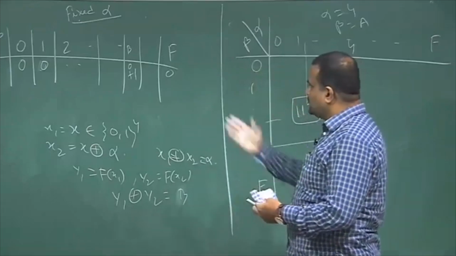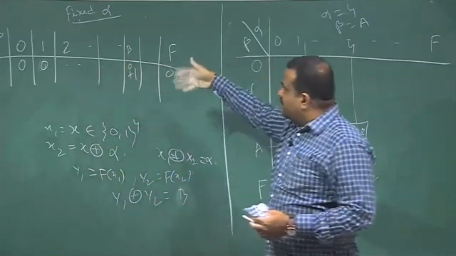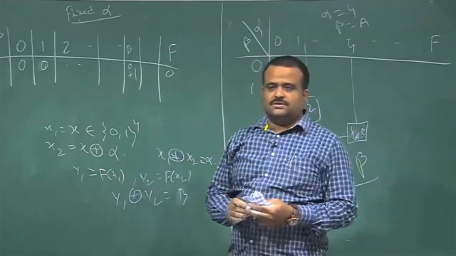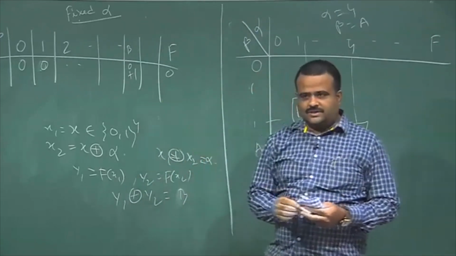Okay. So I suggest you try to get this alpha beta for the SPN network which we have discussed in our block cipher. Just try to get some alpha beta for that, and see whether such an alpha beta exists or not.